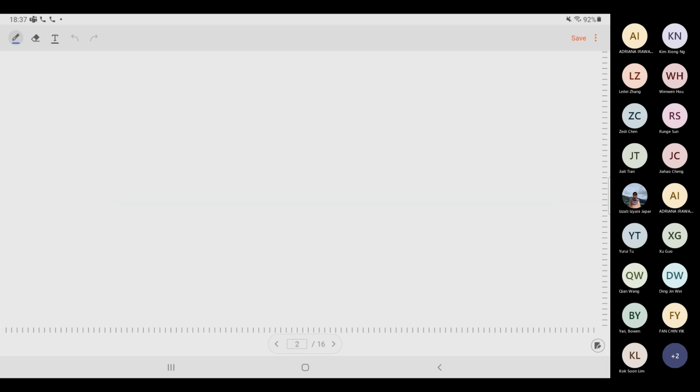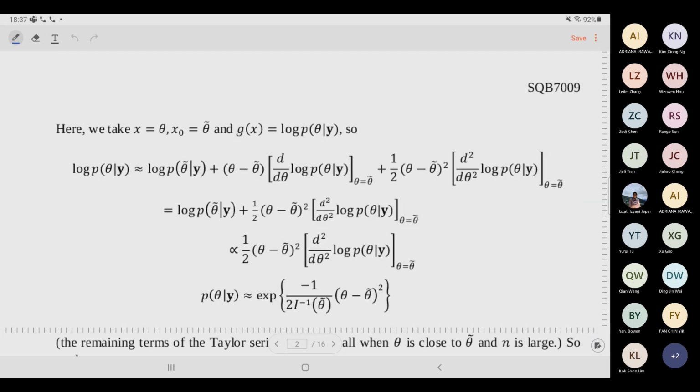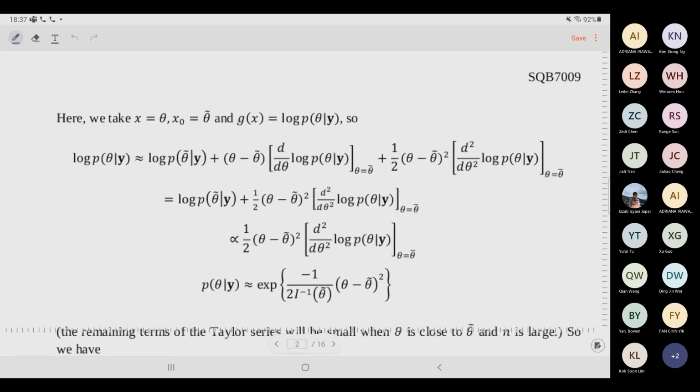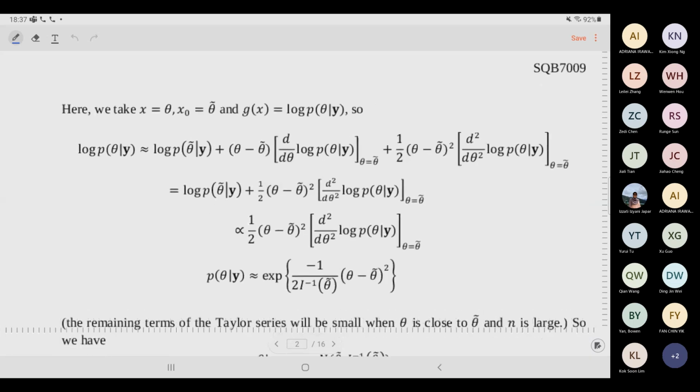Okay, so if you look over here, for example, if your x is your parameter theta, then your x naught is your mode, and your g is the log of your posterior. So then you have g of x, and then you differentiate g once, and differentiate g twice. So we only go up to the second differentiation.